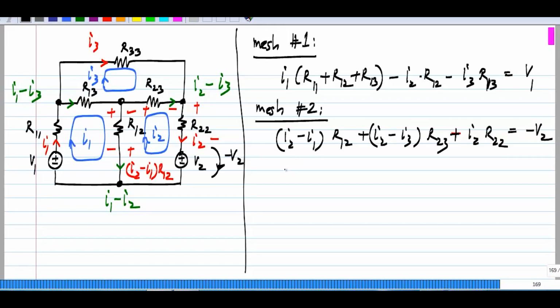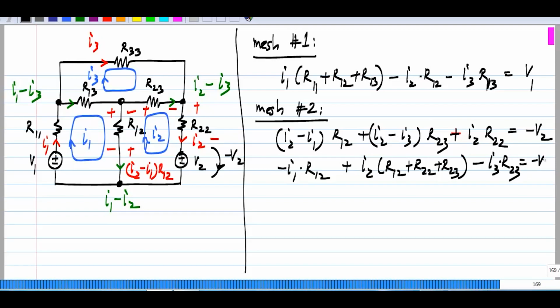And again I collect all the coefficients. I'll have minus I1 times R12 plus I2 times (R12 plus R22 plus R23) minus I3 times R23 to be equal to minus V2. Okay, so this is again something that follows the same pattern. For mesh number 2, the coefficient of I2 will be the sum of all resistances in the mesh. Coefficient of I1 will be the negative of the resistance common to mesh 1 and 2. Coefficient of I3 will be the negative of the resistance common to meshes 2 and 3.